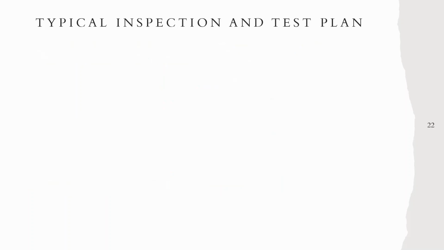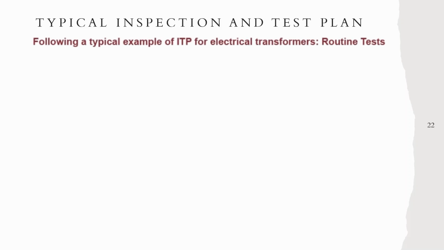Typical inspection and test plan. So now we are proceeding to our inspection and test plan, following a typical example of an ITP for electrical transformer routine tests. Basically, guys, before you proceed with the inspection, we have an ITP. This is what we call the inspection test plan. And who will prepare this? Our QA and QC engineers, managers, and lead engineers.